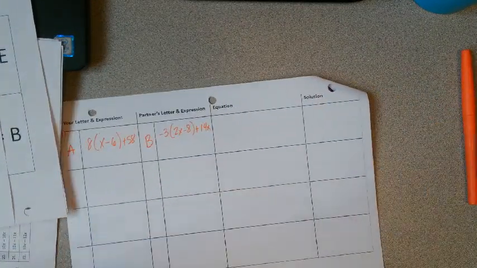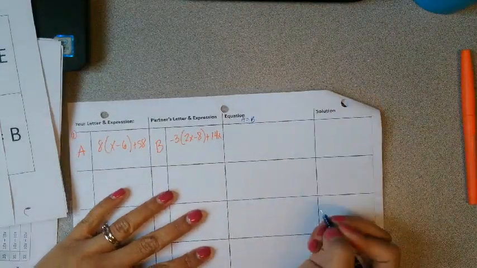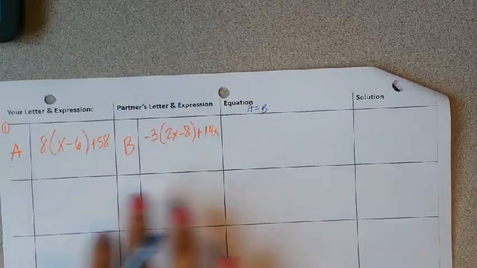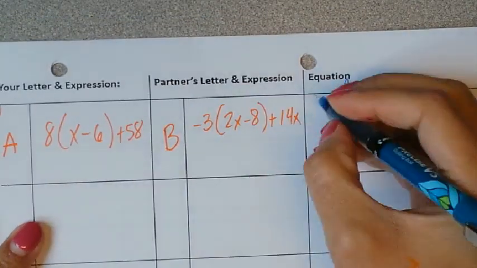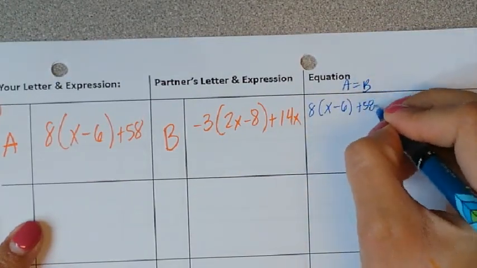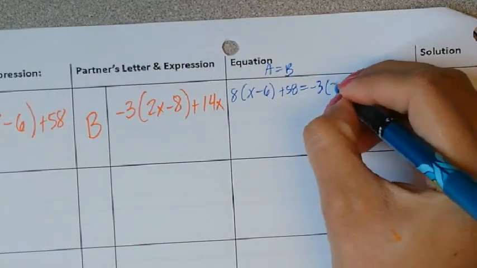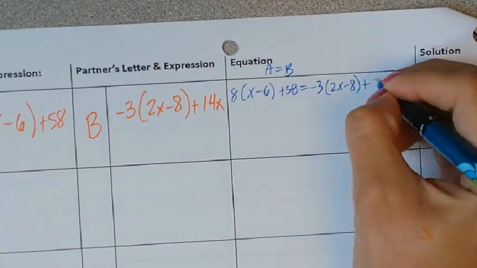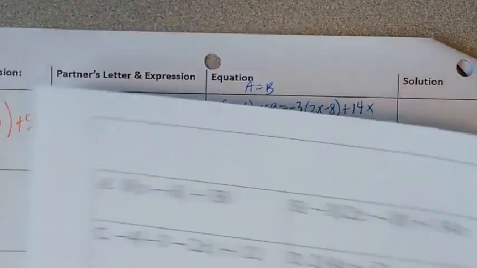Okay, so I will write them over here. I will be writing the equation. Let me zoom in for you. And I will copy those. 8x minus 6 plus 58 equals B, which is negative 3 times 2x minus 8 plus 14x. Okay? You're going to do that for the rest.